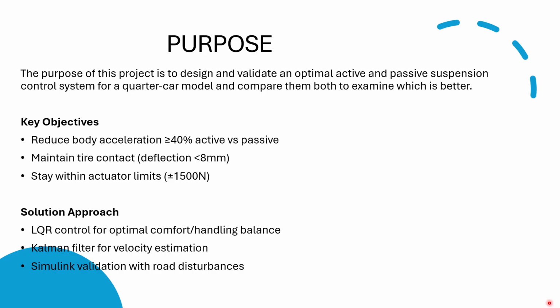The purpose of this project is to design and validate an optimal active and passive suspension control system for a quarter car model and compare them both to examine which one is better. The key objectives were to reduce body acceleration by at least 40% in the active system compared to the passive system, and maintain tire contact by limiting deflection to under 8 millimeters. It was also to ensure actuator force stays within plus or minus 1500 newtons.